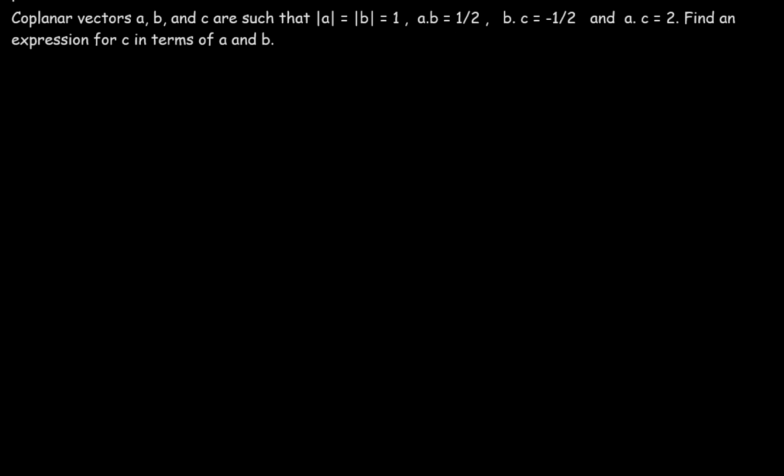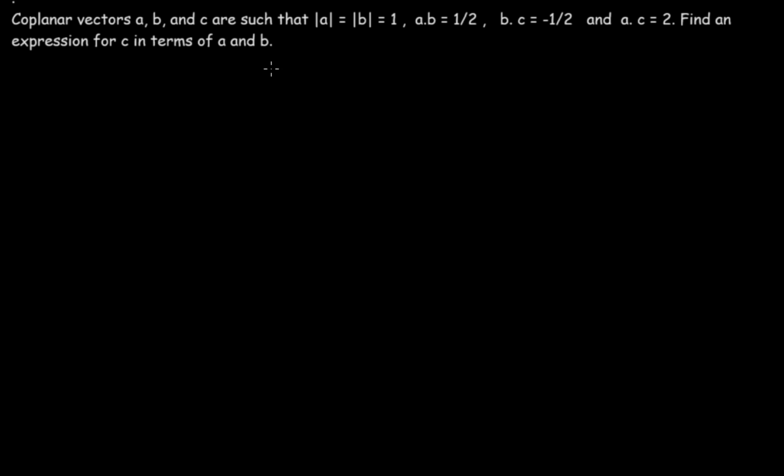I'm assuming that you've done that. The expression that relates coplanar vectors is C is equal to a constant, lambda, multiplying the vector A, plus mu multiplying the vector B, where these are vectors.